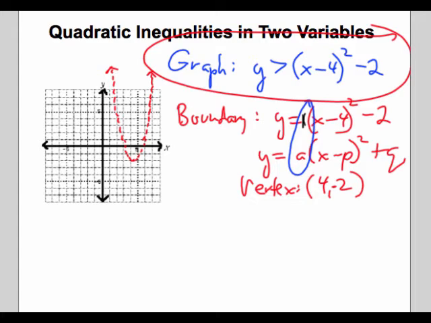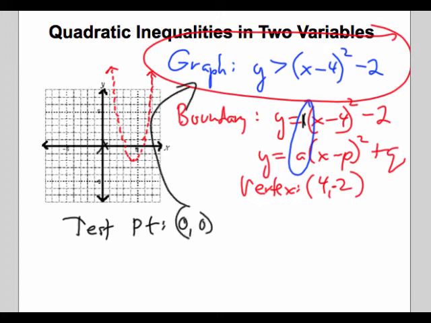Alright, so now the points that do satisfy will be either on the outside of the parabola, points out here, or on the inside. And to decide which it is, as always, we do a test point. So for example, 0, 0. Plug that into the original statement.